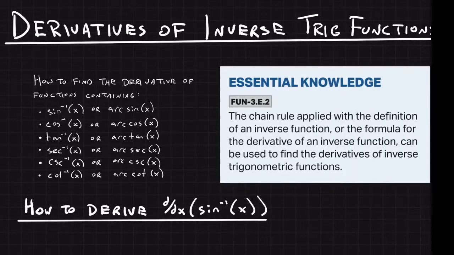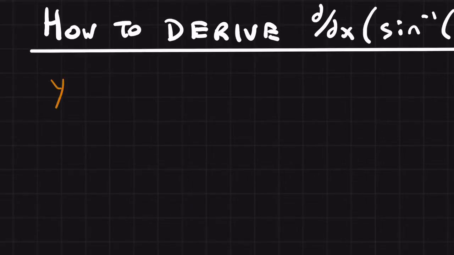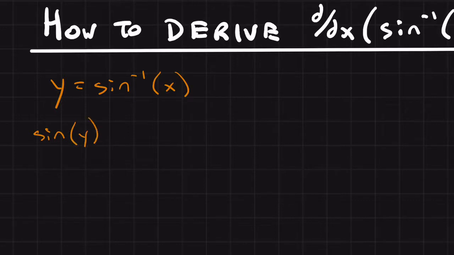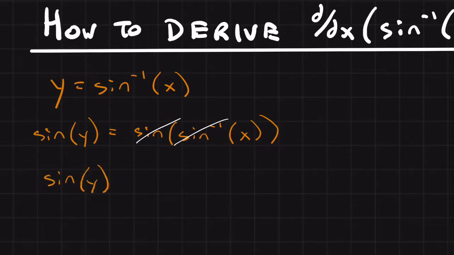So let's look at how to find the derivative of sine inverse of x. We begin with the problem y is equal to sine inverse of x. Since we don't know how to directly take the derivative of sine inverse of x, we can use a trick here. If we take the sine of both sides of the equal sign, notice on the right side you have sine of sine inverse of x. These are inverse operations that cancel each other out, and the right side simplifies to just what's inside of the sine of sine inverse.